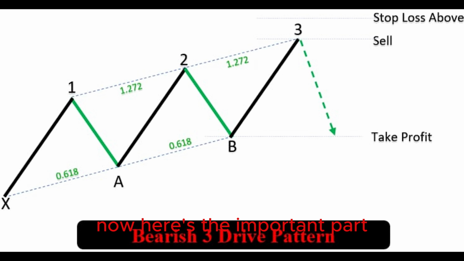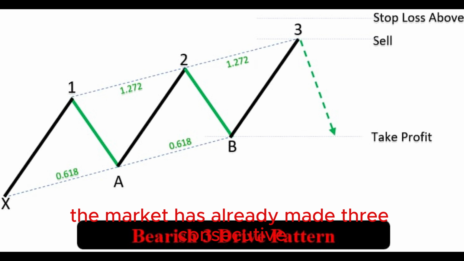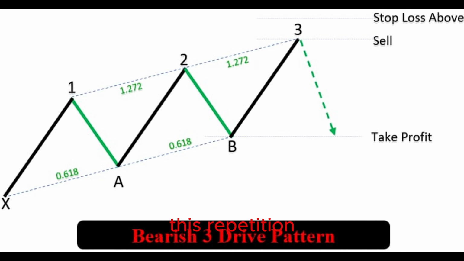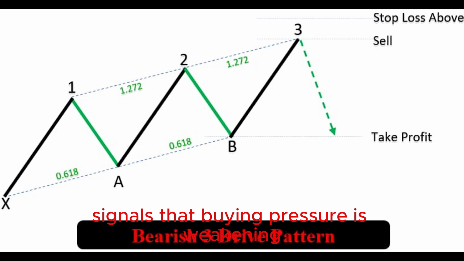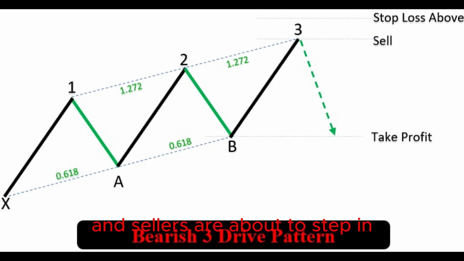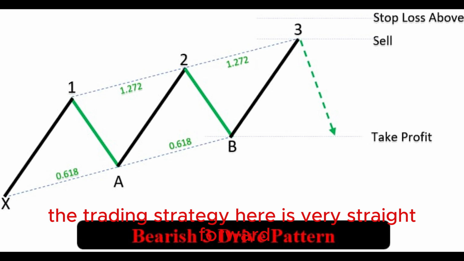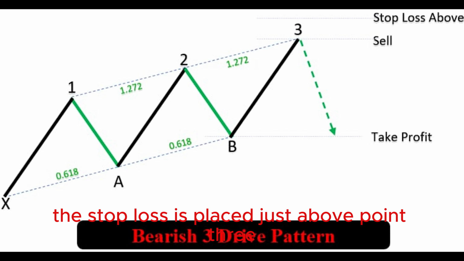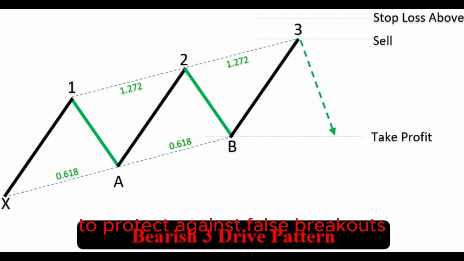Now here's the important part. When we reach point 3, the market has already made 3 consecutive bullish drives, each time reaching exhaustion and pulling back. This repetition signals that buying pressure is weakening and sellers are about to step in. The trading strategy here is very straightforward. At point 3, traders look for a sell entry. The stop loss is placed just above point 3 to protect against false breakouts.